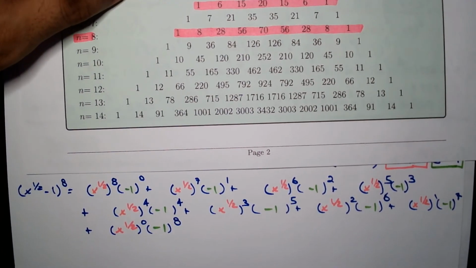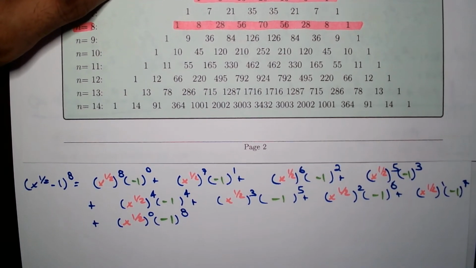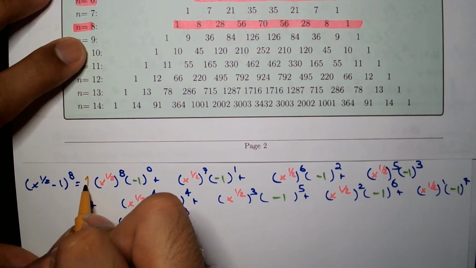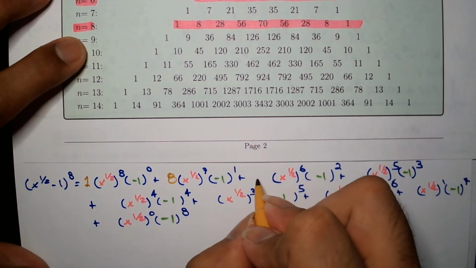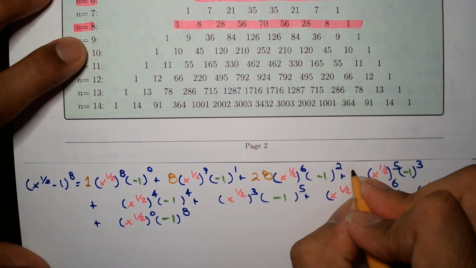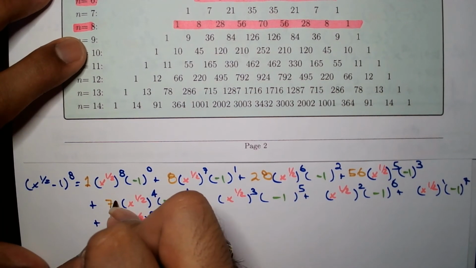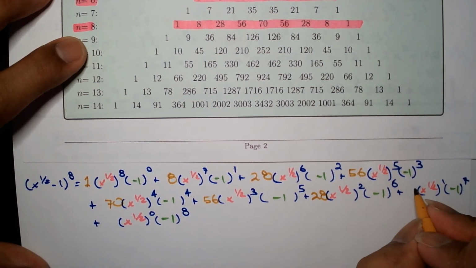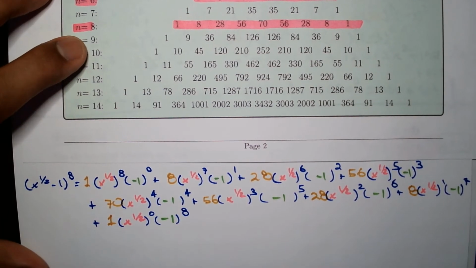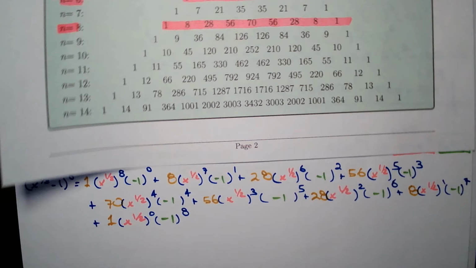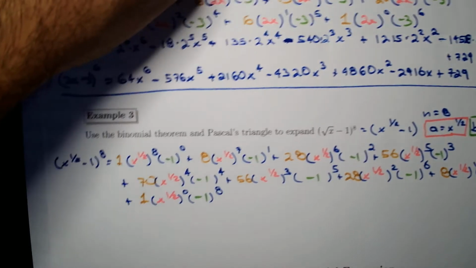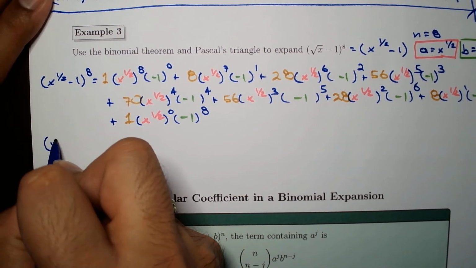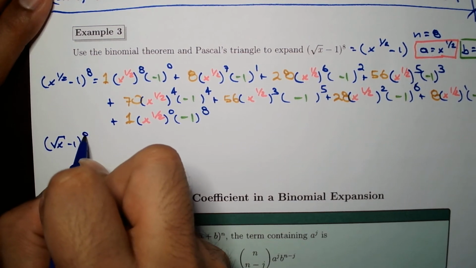All right, let me make this a little bit more visible. Okay, so 1, 8, 28, 56, 70, 56, 28, 8 and 1. All right, the rest of this is only simplifying all of this. So this is where the fun begins. So, square root of x minus 1 to the 8th power.